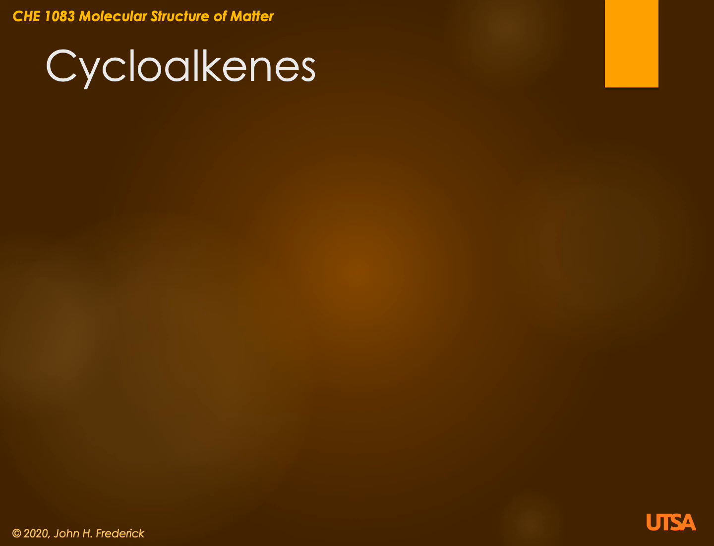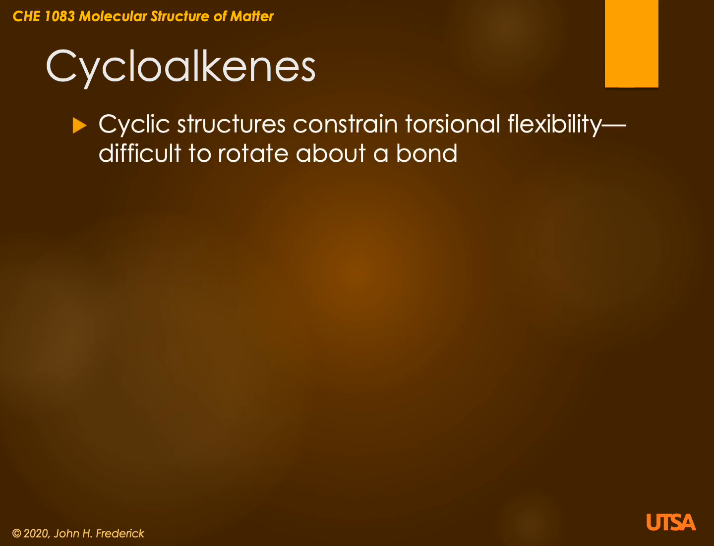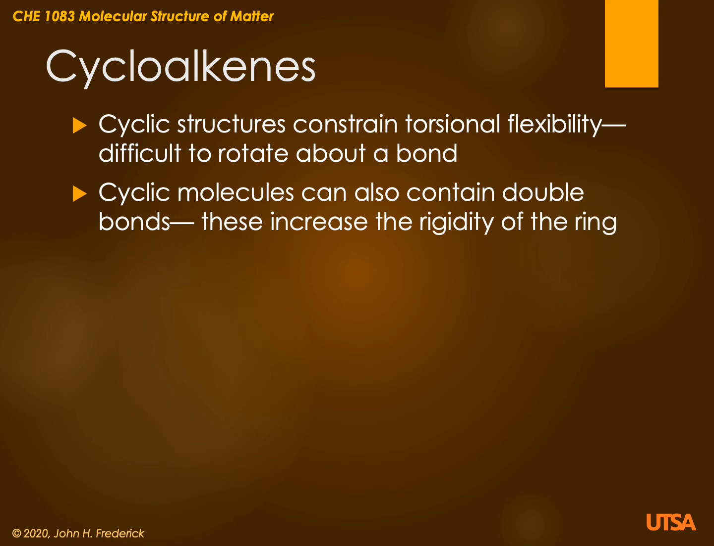We can also have cycloalkenes, which would be cyclic molecules that have a double bond. I should note that the cyclic structures constrain torsional flexibility. If you have a bunch of atoms that are hooked together in a ring, it's very difficult for you to twist about a double bond, twist about any bond in the molecule, simply because the ring structure inhibits that. When these cyclic structures also contain double bonds, this increases the rigidity of the ring. It's very difficult to engage in any sort of torsion about a double bond because to do so would break that pi bond. So these become very rigid planar type structures. And now you can imagine when you incorporate them in a ring, it's very difficult to have any flexibility there.